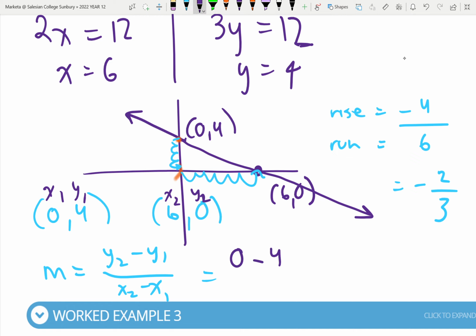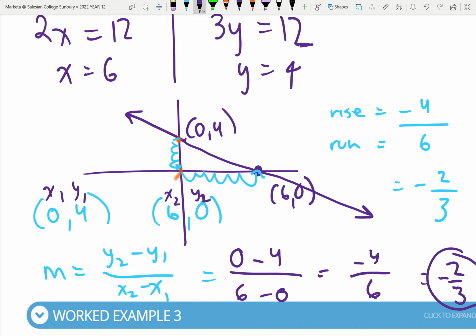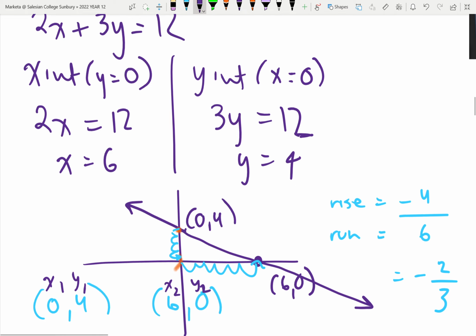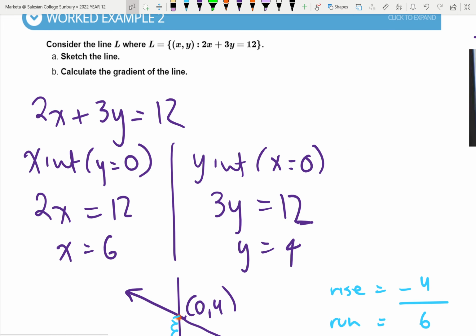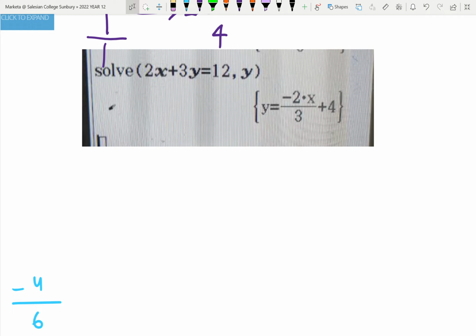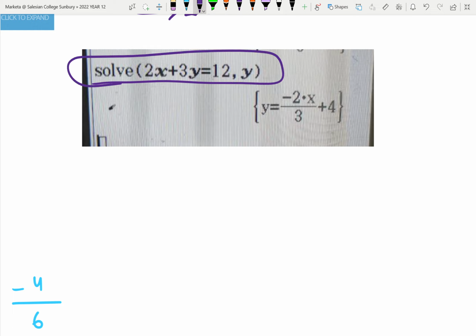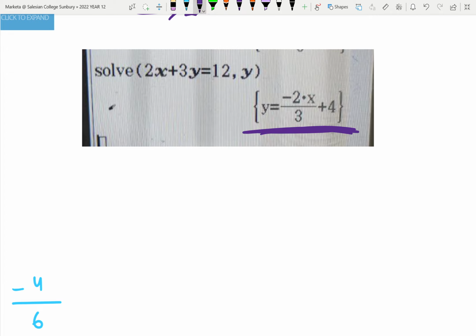So 0 minus 4 over 6 minus 0, -4 over 6, -2/3. So that's our gradient. Just to point out that if you are using CAS, we could do that really quite easily. I just went in main and I used my solve function. We all know the solve function by now. It's in Math 1. And I stated the equation there, and I put comma y because I want y as my subject. And then I get the line gradient.